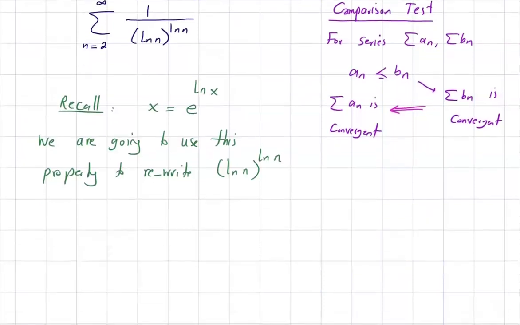So e to power ln of n to power ln of n is basically writing this as e to power ln of n, raised to power ln of n.